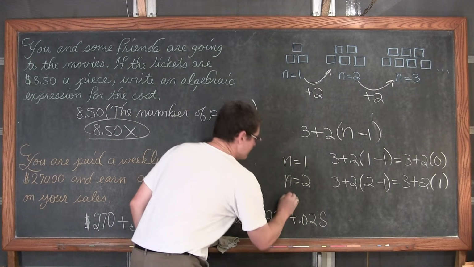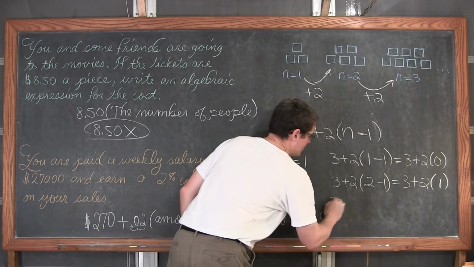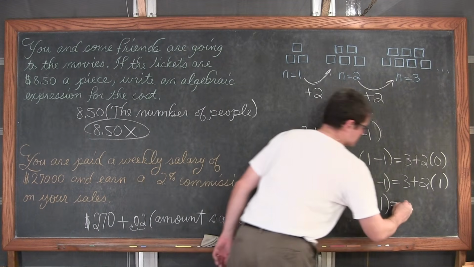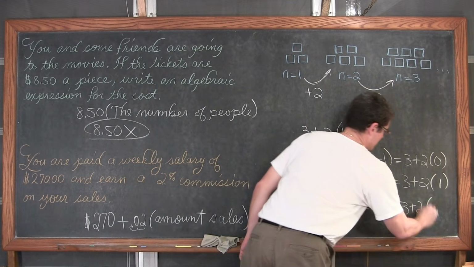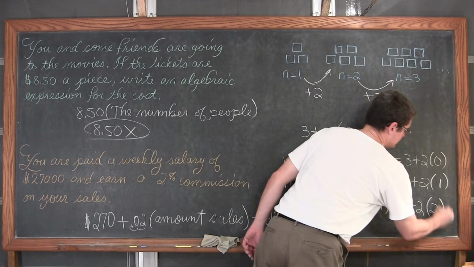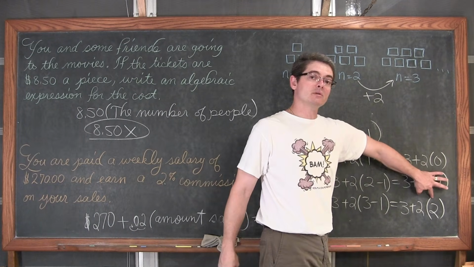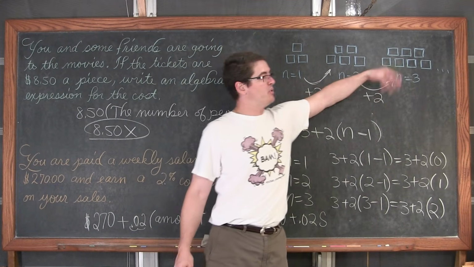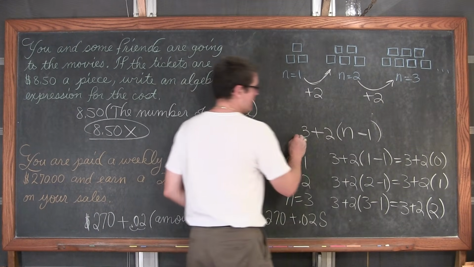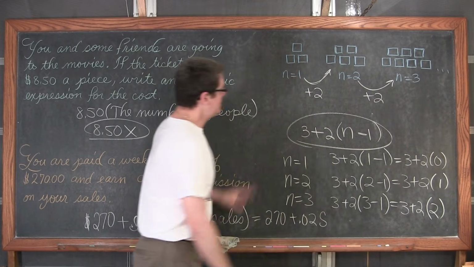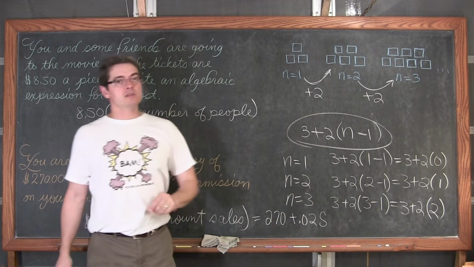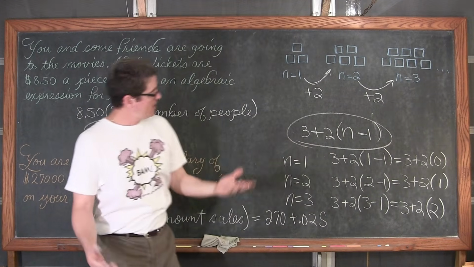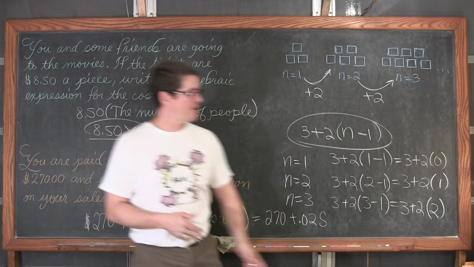One more time. If n is equal to 3, then 3 plus 2 times 3 minus 1 is 3 plus 2 times 2. Well, 2 times 2 is 4, and 4 plus 3 is 7. And that's how many blocks we have in our third picture, and that pattern is going to continue. So this algebraic phrase is describing the number of blocks in each of these pictures labeled first, second, third picture, and so on. And we've got a phrase to represent that pattern.